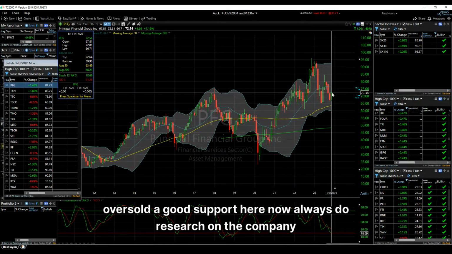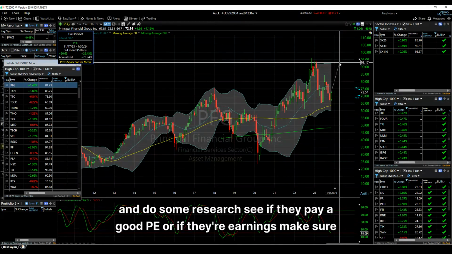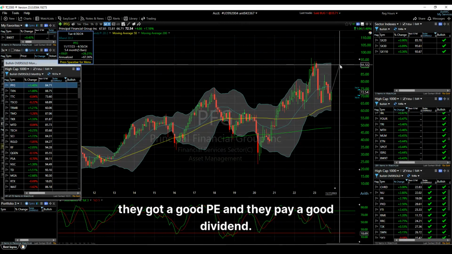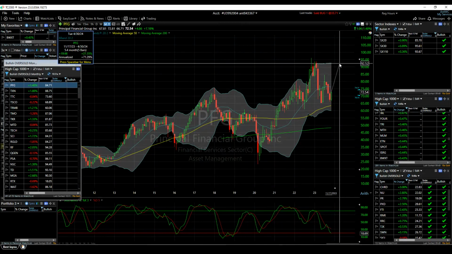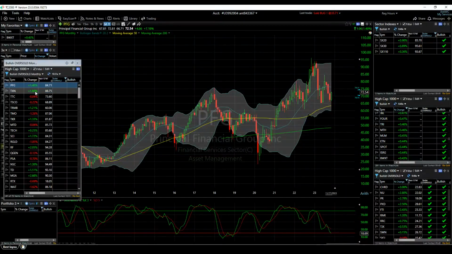Good support here. Now always do research on the company. Right? Do some research. See if they pay a good PE or if their earnings. Make sure they got a good PE and they pay a good dividend. All right, but I mean, you got a 30% possibility. Keep in mind, each of these bars are a month, so it might be a longer hold.